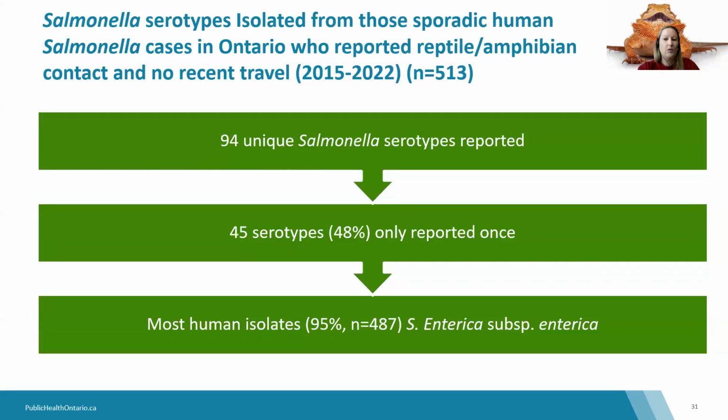When we looked at the serotypes that we identified from our human cases, there were 94 unique serotypes, almost half of which were only reported from a single individual. There are 6 different Salmonella subgroups. However, most human illness is actually caused by Salmonella enterica subspecies enterica, and this was reflected in our data where around 95% of our human isolates belong to this subgroup.